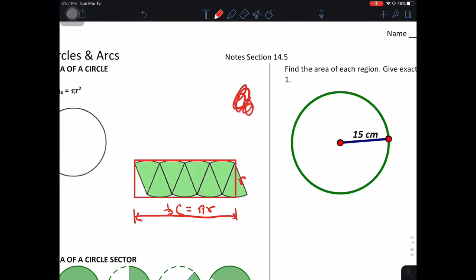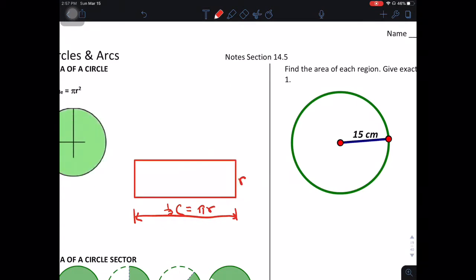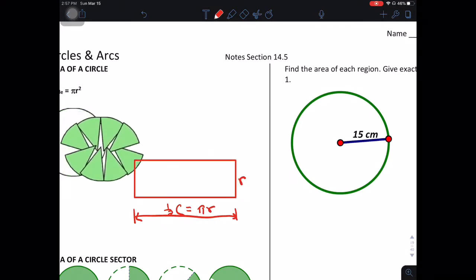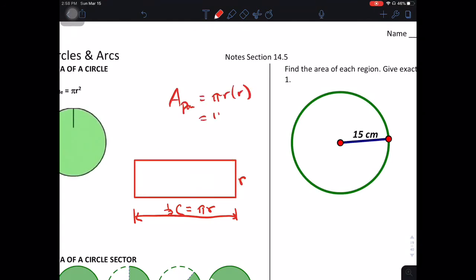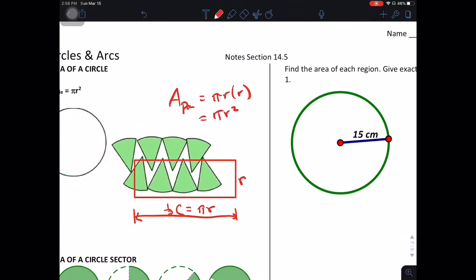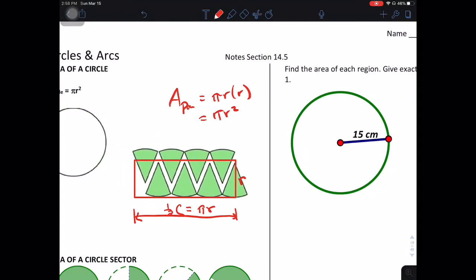If we have a rectangle or a parallelogram that has a base of pi r and a height of r, the area is going to be pi r times r, which is pi r squared. The more of those sectors you make, the more rectangular this thing becomes. It becomes less curved at the tops and the bottoms. Anyhow, I think that's interesting.